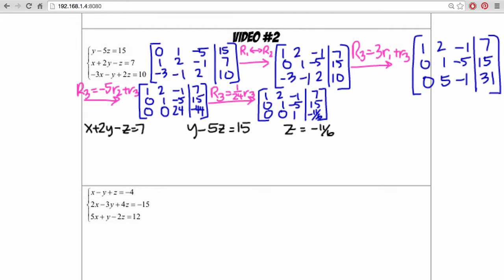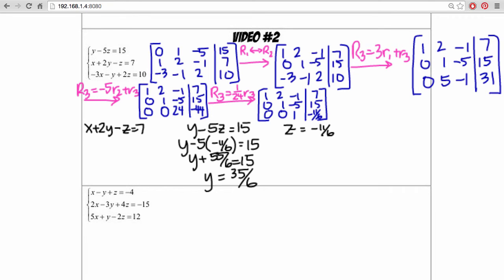We can go ahead and substitute that into one of our equations. We'll substitute z into our second equation. So we get y minus 5 times negative 11/6 equals 15. We get y plus 55/6 equals 15, or y equals 35 over 6.